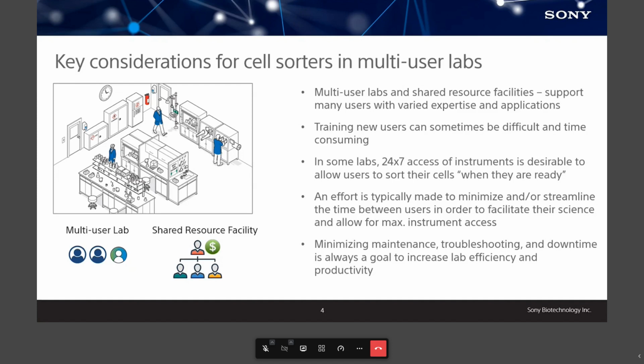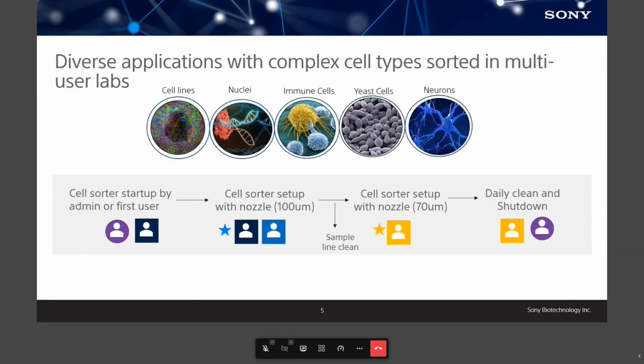And so in both of these types of instances, an effort is typically made to minimize or streamline the time between users in order to facilitate their science more effectively and allow for maximum instrument access. As well as minimizing maintenance and troubleshooting and just downtime in general, because especially in a shared resource facility type of lab, the goal is always to increase lab efficiency and productivity.